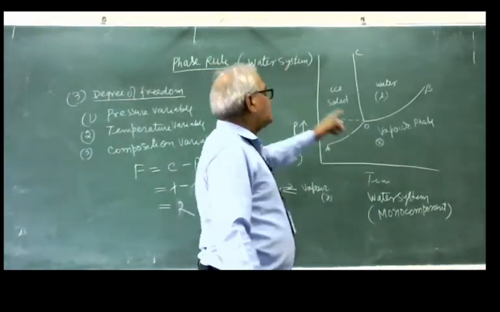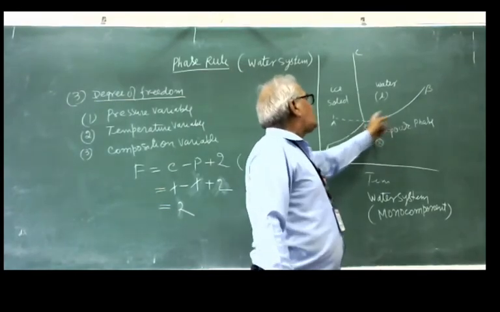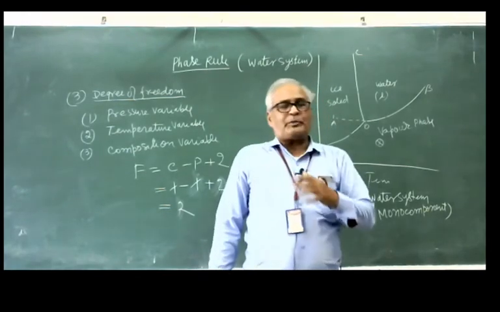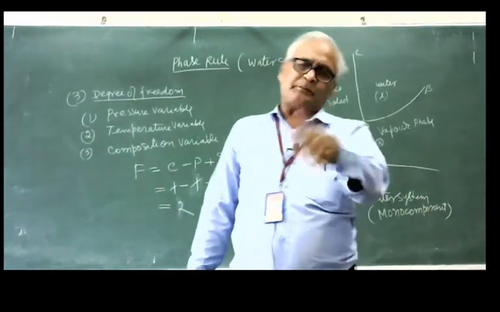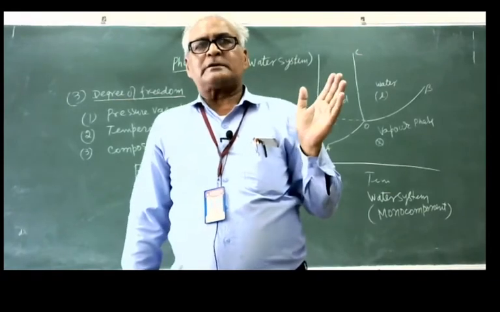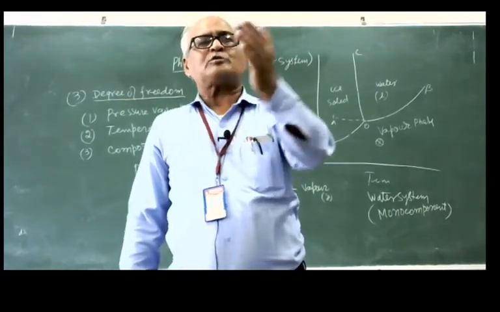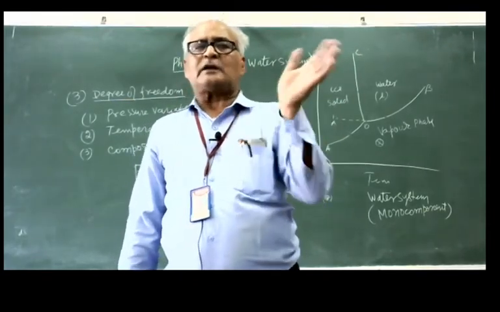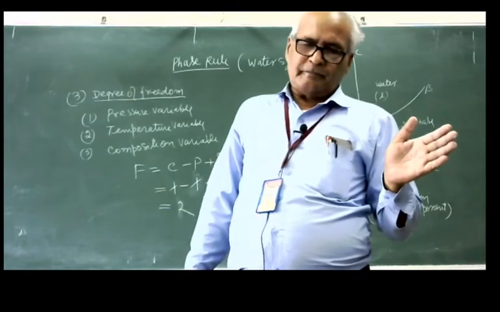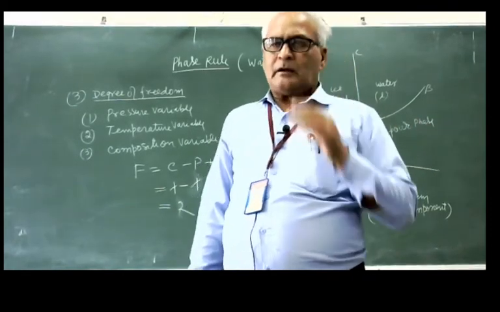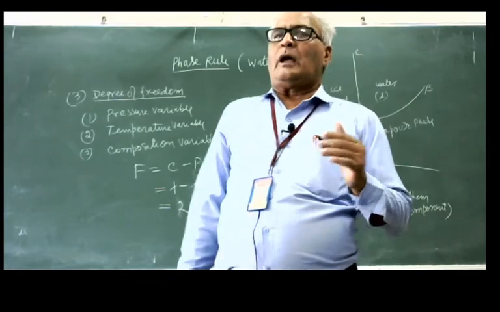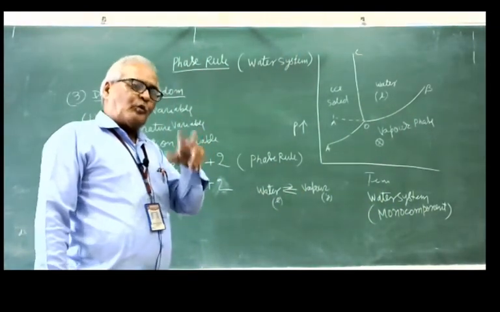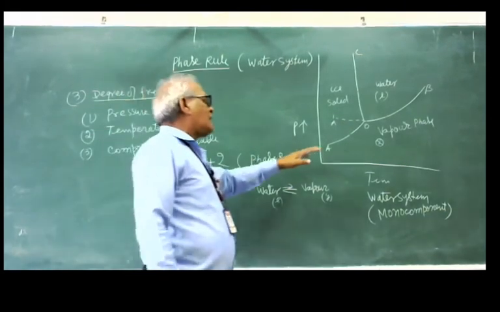But in the previous case, at the OB curve, you simply specify either pressure or temperature. If you specify the temperature, you will know the pressure at that temperature, so you need not specify both. So in this way, in the area, 2 degrees of freedom means 2 variables must be specified.